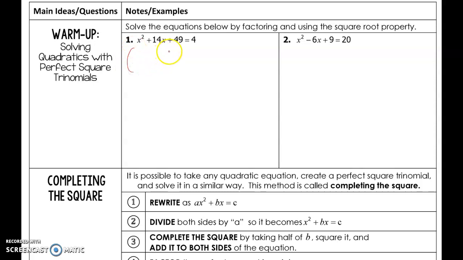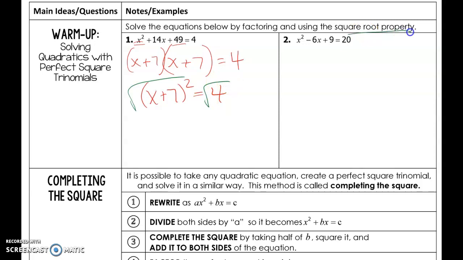So I'm going to factor this to be x and x. And I'm going to factor this to be 7 and 7. So in order to add to positive 14, I need both to be positive. And so I would get x plus 7 squared equals 4. So then I take the square root, because I'm solving using the square root property, and I would get x plus 7 equals plus or minus 2, because the square root of 4 is 2. If I subtract 7, I would get x equals negative 7 plus or minus 2.